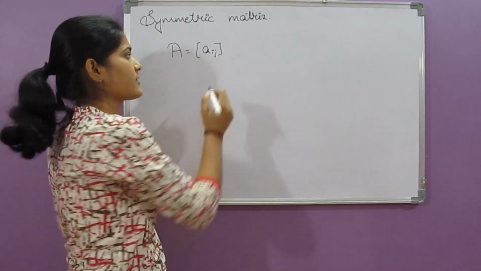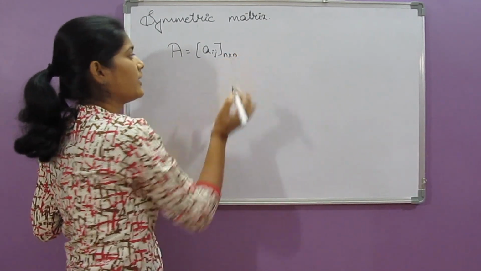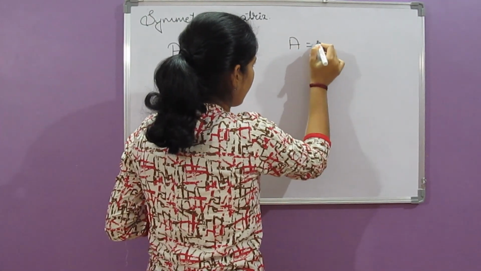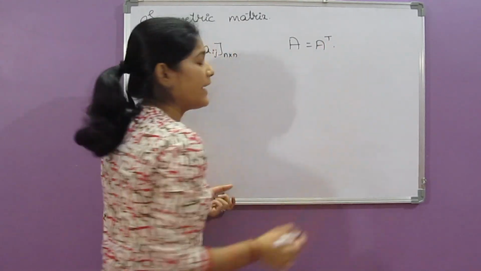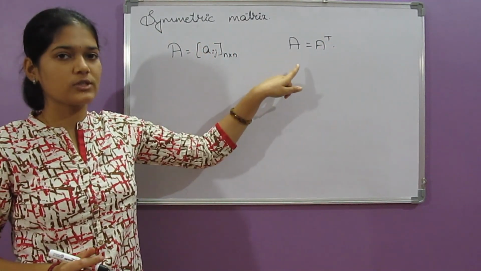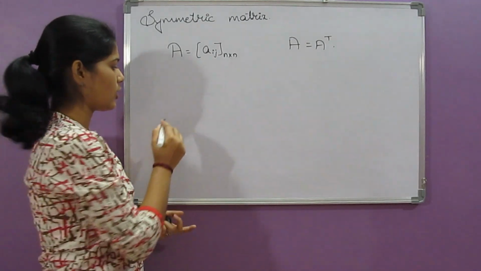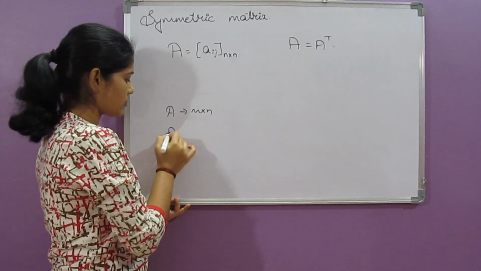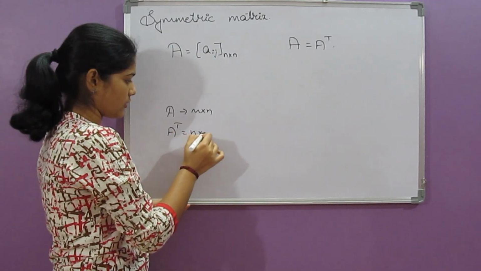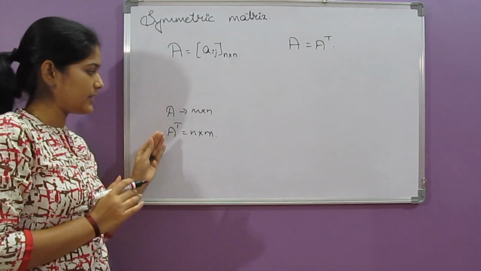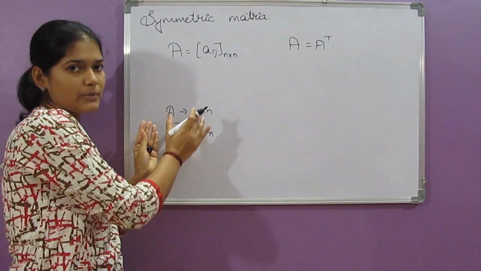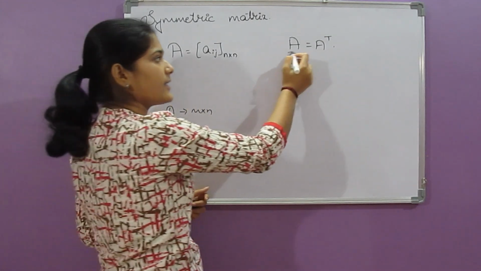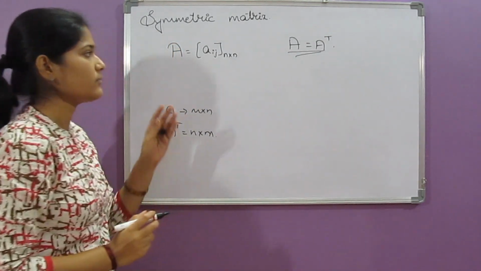A square matrix of order n cross n is said to be symmetric if A is equal to A transpose. It should be a square matrix to say that A is equal to A transpose, because if A is of order m cross n, then A transpose will be of order n cross m. If we are saying these two are equal, the order must also be equal. So it should be a square matrix such that A is equal to A transpose.